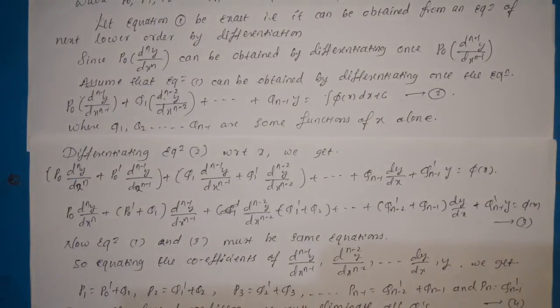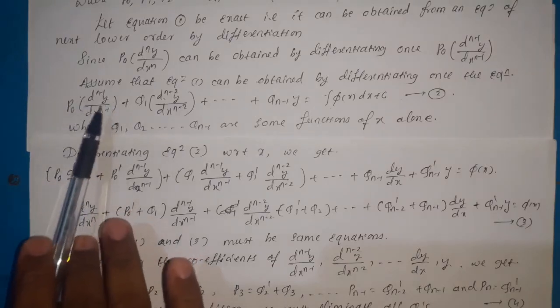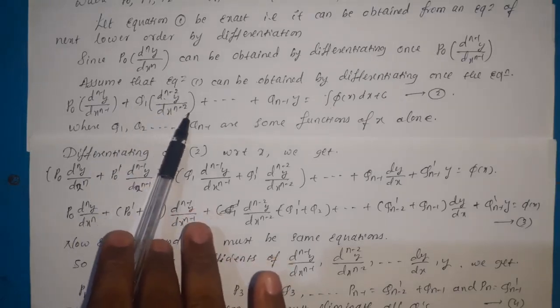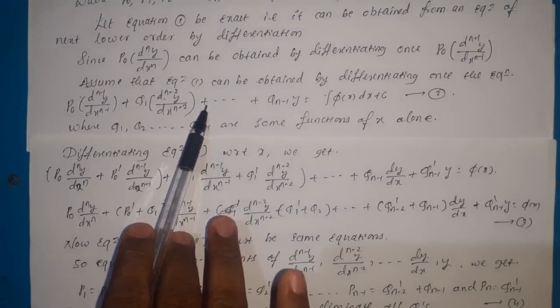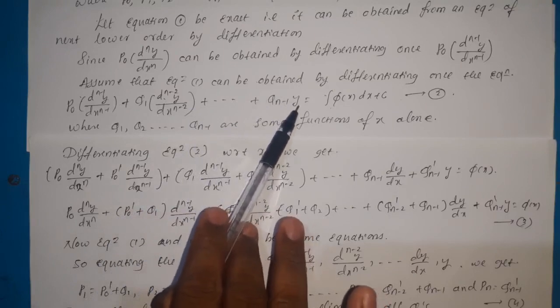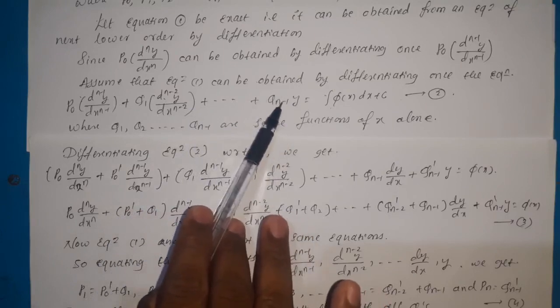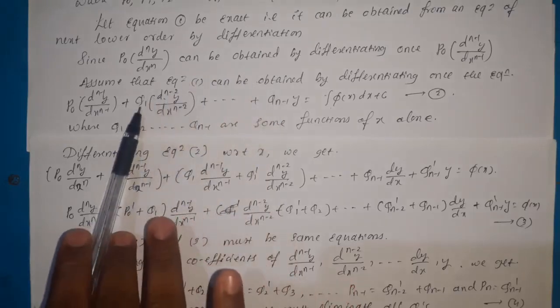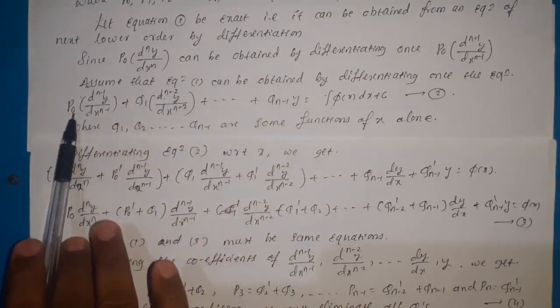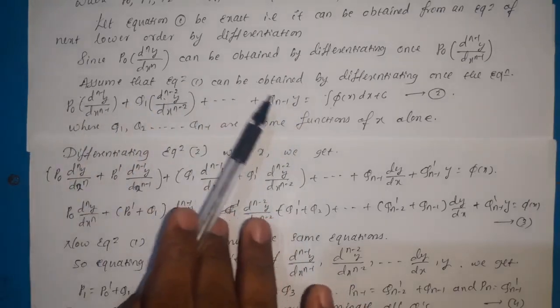And let us differentiate equation 2 with respect to x. So here we know equation 2. What is that equation 2? This p naught d power n minus 1 y by dx power n minus 1, q1 d power n minus 2 y by dx power n minus 2, and the next will be q2 d power n minus 3 y by dx power n minus 3, and so on, q n minus 1 y. Here we are not considering q n because we have started from q1 and the total terms will be n. So p naught is already there, therefore that becomes n minus 1.